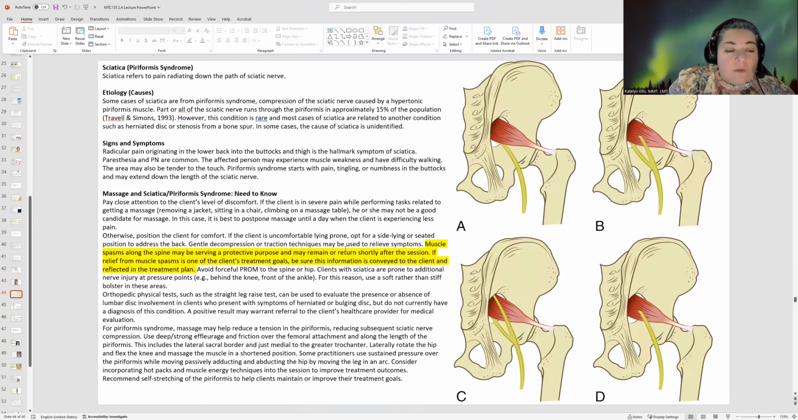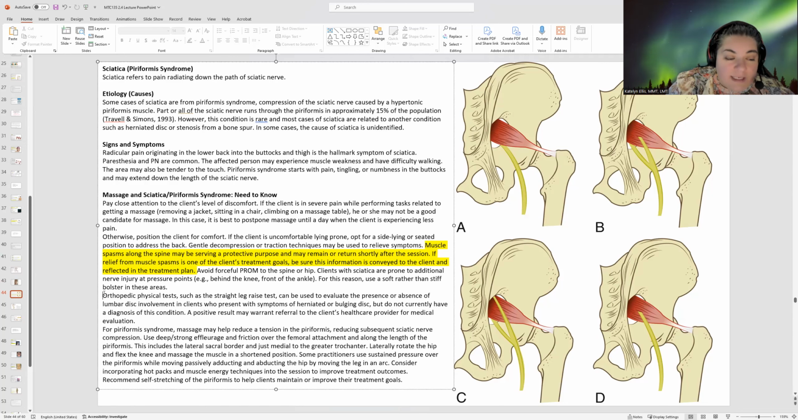Again, this is another symptom where muscle spasms along the spine and possibly in the butt cheek on the side, close to the piriformis muscle or glute max or glute med, might be spasming to help protect. This again has orthopedic tests like the straight leg raise test, and I have those for you.